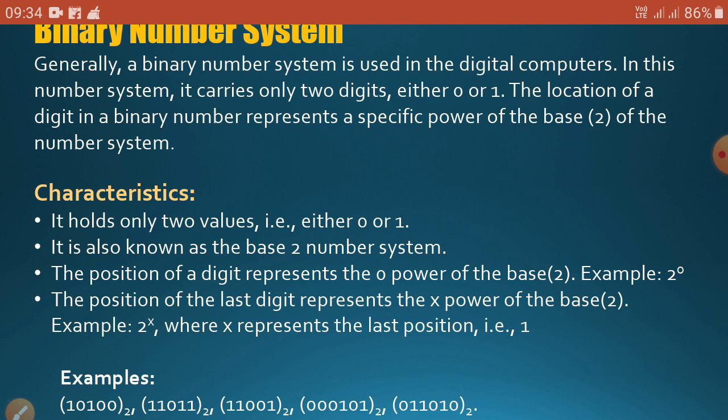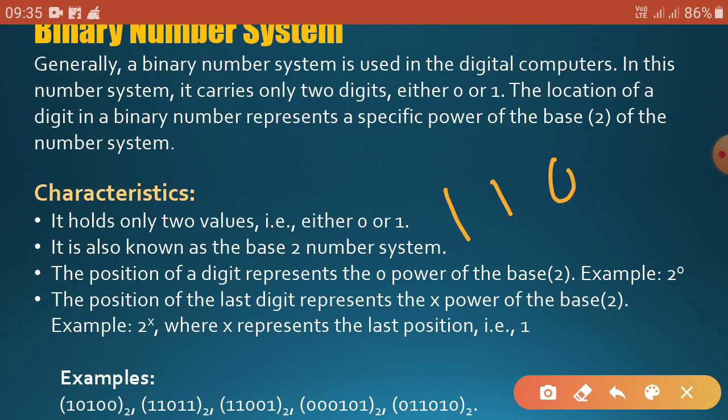Accordingly, in this number system there are only two types of electronic pulses: absence of an electronic pulse, which represents 0, and presence of an electronic pulse, which represents 1. Each digit is called a bit, we know. A group of 4 bits is called a nibble. Suppose we take 4 bits like 1101.